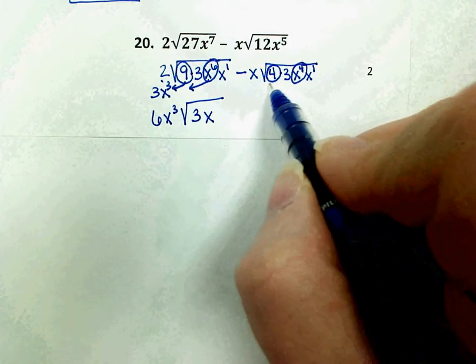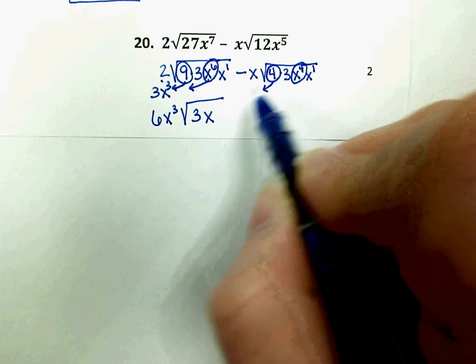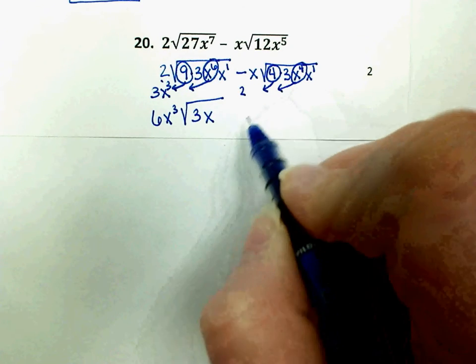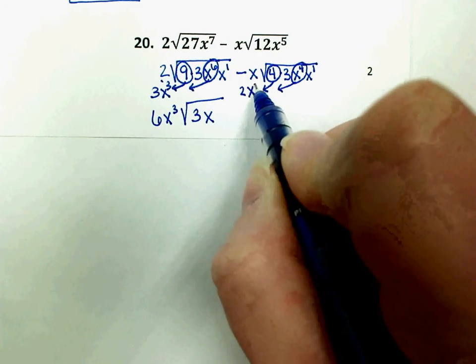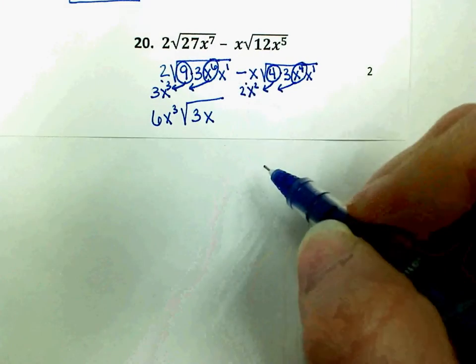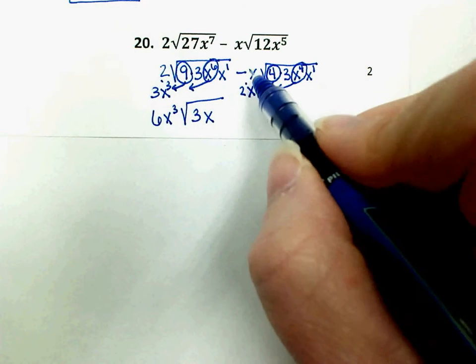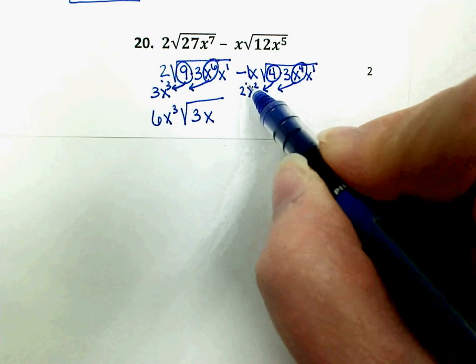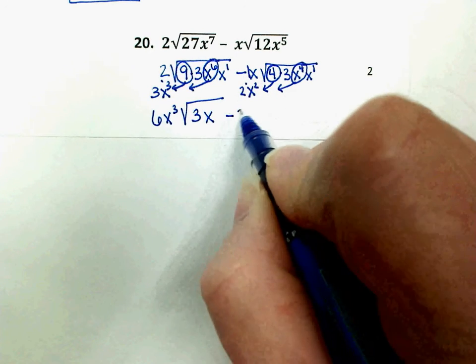In the second one, the square root of 4 comes out as a 2. The square root of x to the 4th, when you take half of that exponent, is x to the 2nd. This is going to multiply by the negative x that's already outside. So remember, that's a negative 1x. So when you multiply negative 1 times 2, you get negative 2.